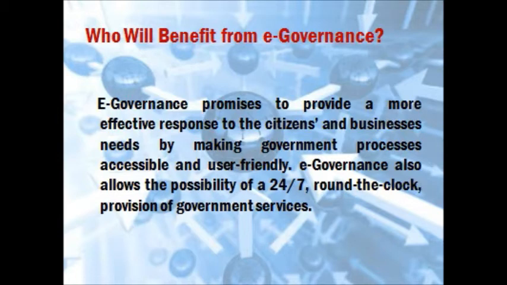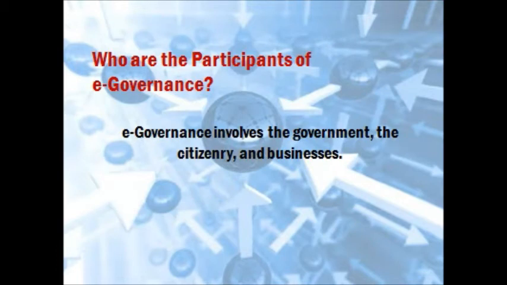Who are the participants of e-governance? E-governance involves the government, the citizenry, and the businesses. Basically, everyone is involved with e-governance. The businesses can transact with the government, the citizens or the people can transact with the government, and the government can ask the people and the businesses for inputs. So everyone is involved with this undertaking.